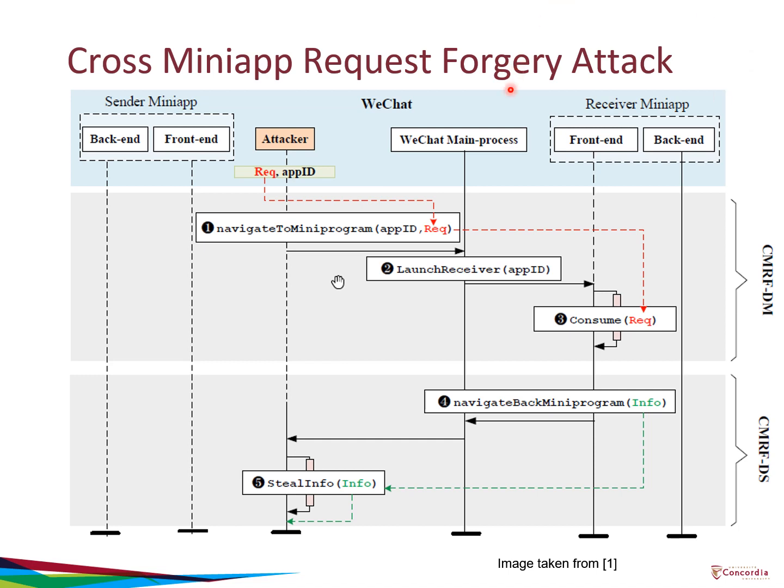By navigate back to Mini program, which will notify the host application, which will further launch the original attacker's Miniapp. Finally, the attacker can use the callback function onShow or onLaunch to steal the sensitive information from the victim in step 5.